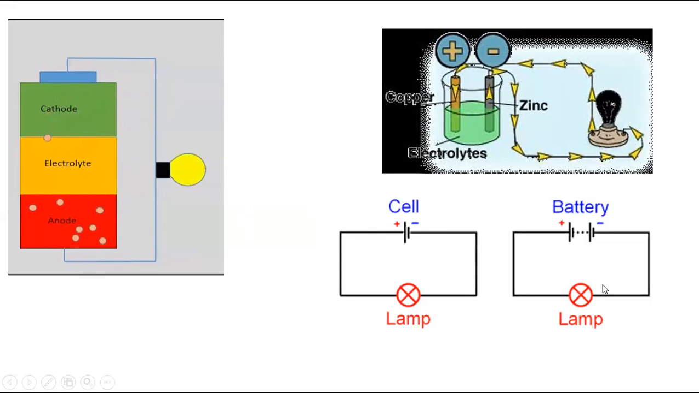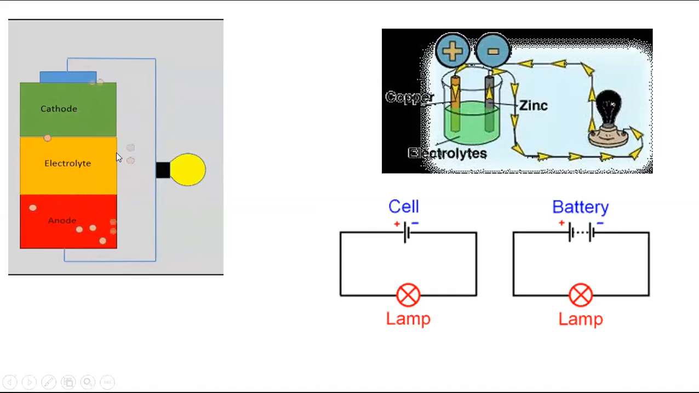You can see the circuit difference between a cell and the battery. A cell is a basic unit of battery. A cell contains two electrodes, cathode and anode. These two electrodes are dipped or placed inside the electrolyte solution. Due to the interaction between electrolyte and two electrodes, electricity is generated.